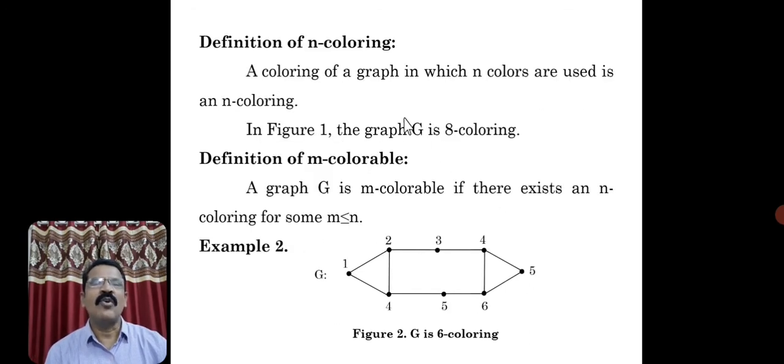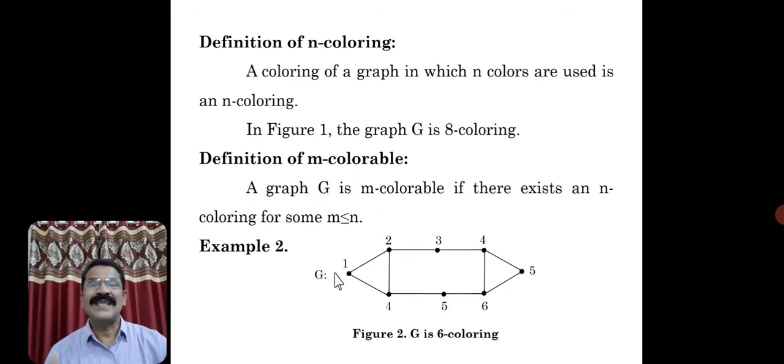Okay. So now what do you mean by N coloring? A coloring of a graph in which N colors are used is called N coloring, or an N coloring graph. Okay. So in figure 1, as I said, we have used 8 colors, so that's why it is called 8 coloring. Is it clear? Okay, so we come to know what you mean by coloring of a graph and N coloring. Now we will think of M colorable. What do you mean by M colorable?